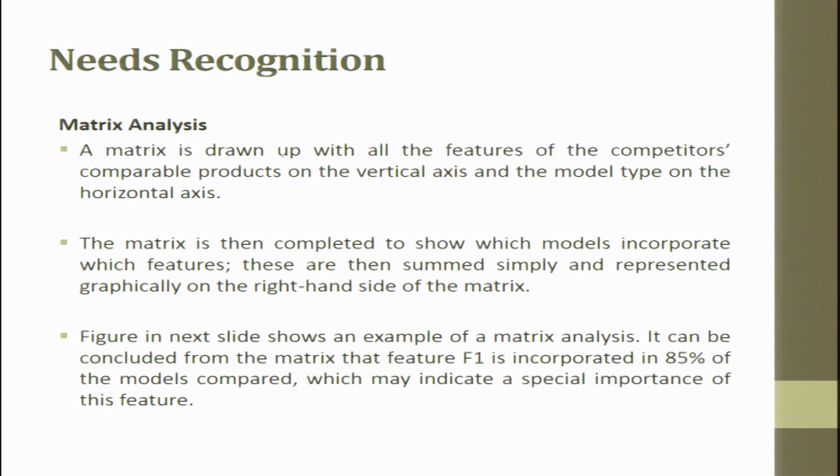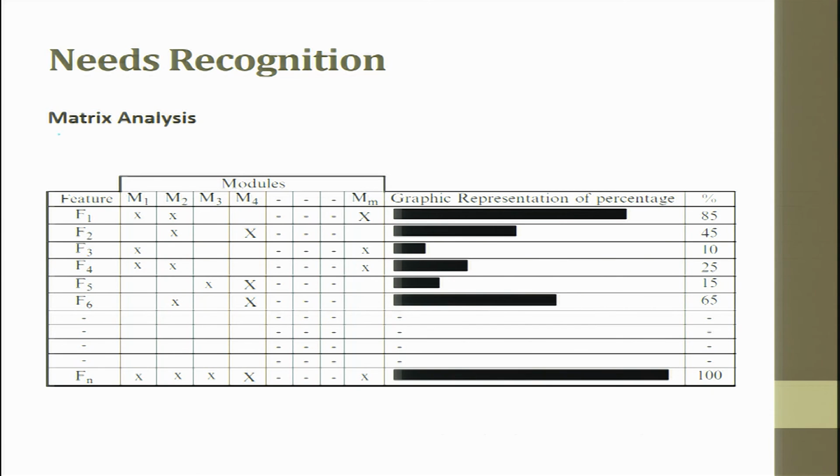Matrix analysis is drawn up with all the features of the competitor and comparable products on the vertical axis and the model type on the horizontal axis. So, you put here competitor and here your product. And then you try to see how your proposed product is better than the competitor. The matrix is then completed to show which models incorporate which features. These are then summed simply and represented graphically on the right hand side of the matrix. So, somewhere here you give the relationship, and then you try to get more information. So, this is the matrix analysis.